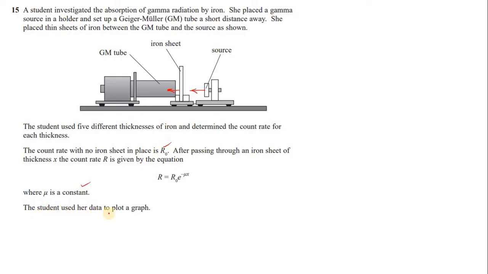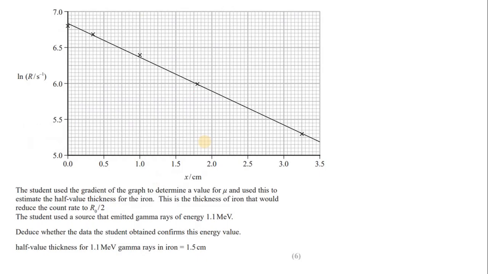The student used her data to plot a graph. Remember the equation R equals R0 e to the power minus mu X. R0 is the original count rate without any sheet, before absorption, meaning R is after absorption. So this is the data plotted by the student. We have a graph of ln R against thickness X in centimeters. The student used the gradient of the graph to determine a value of mu and used this to estimate the half value thickness for the iron. This is the thickness of the iron that would reduce the count rate to R0 by 2.